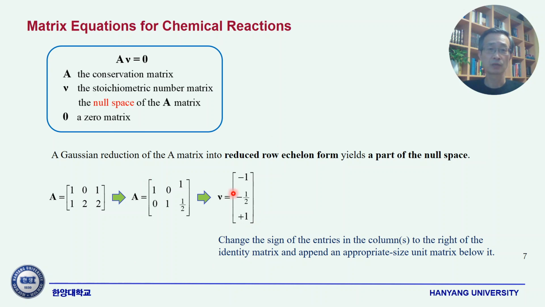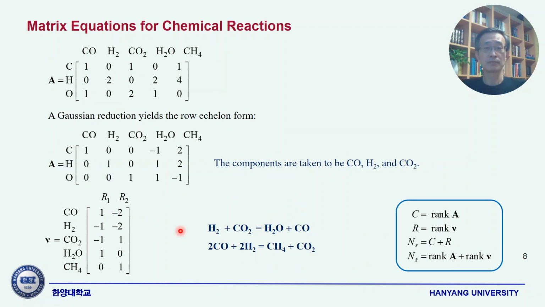So this is the way you obtain a set of independent chemical reactions given those kinds of species. With the species, you first construct the A matrix, and then you can obtain this stoichiometric number matrix that will give you what kind of reactions there are. Okay, well, let's do some example like this. I think this is the last one for the short lecture.